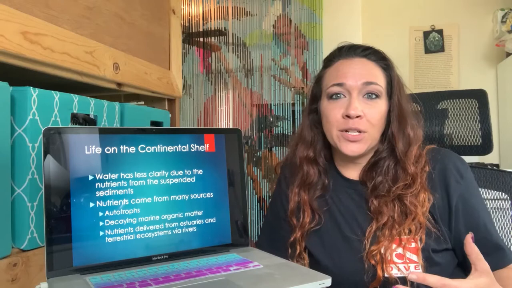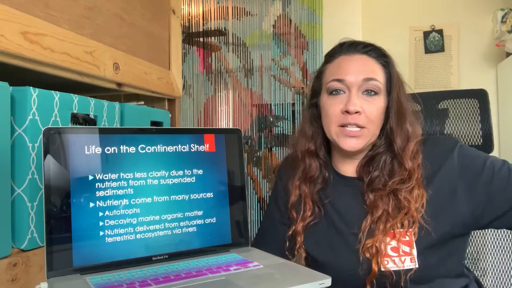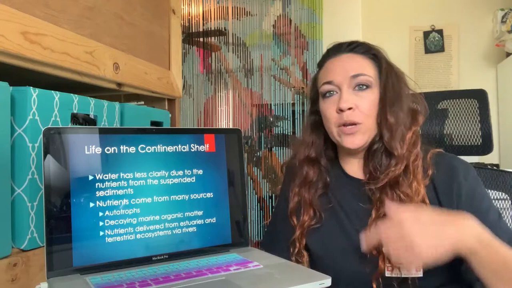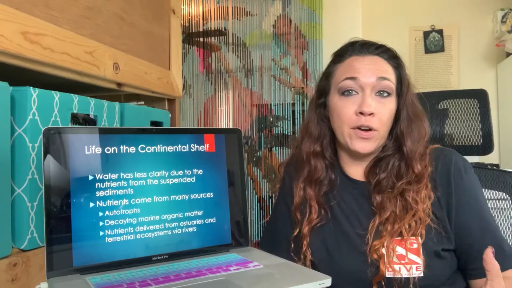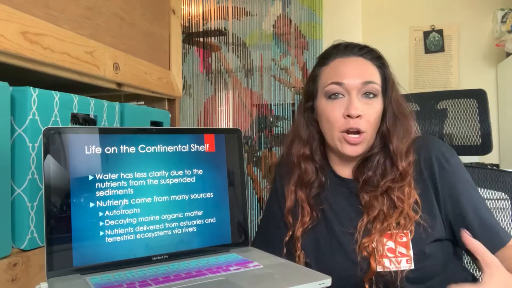So these nutrients are coming from the land. They're coming from these autotrophs, meaning the plants and so on, especially when they die, and these nutrients are being replaced back into the ecosystem. Decaying organisms, all that kind of stuff. So the nutrients are very, very important. And again, most of all the nutrients, if you're not a dead body, are coming from land. So the most nutrients are going to be found near shore.